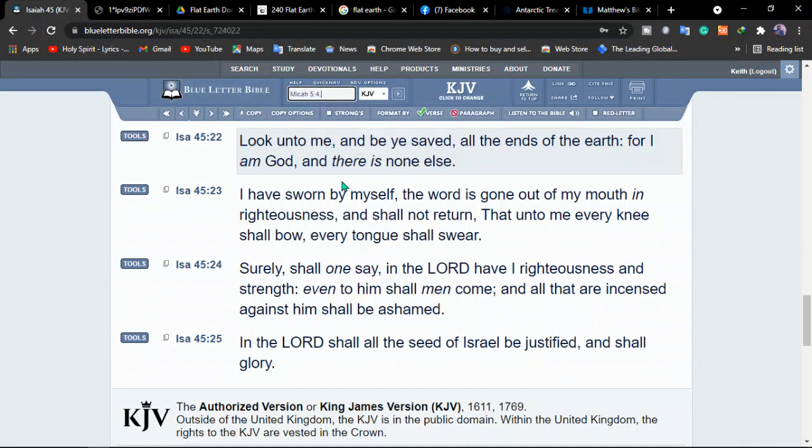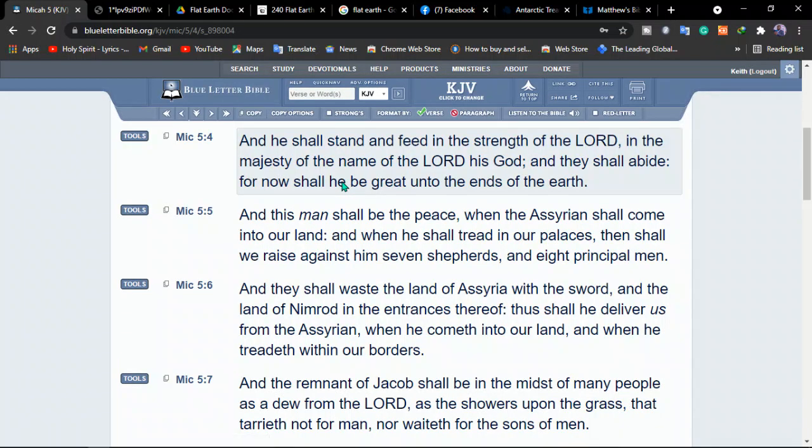Micah 5 verse 4. It says, "And he shall stand and feed in the strength of the Lord, in the majesty of the name of the Lord his God. And they shall abide, for now shall he be great unto the ends of the earth."